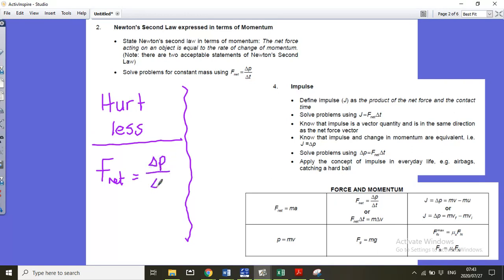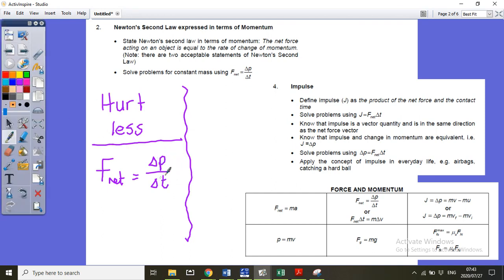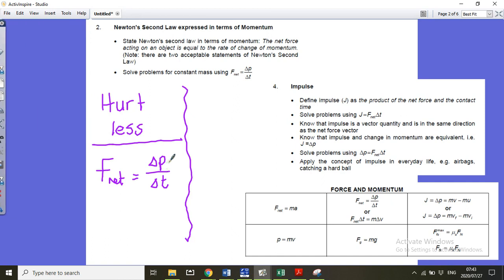or you can go m delta v over delta t. Now that this stays constant, and please remember that for any direct proportion, you can only say two things are directly proportional if everything else in that equation remains constant. So if delta P is constant because the mass is constant, when a bullet hits you, it's going to stop eventually. So it hits you at a certain speed, it stops at a certain speed. So this is constant. And only because that is constant, I can then say that F net, the net force acting on us, is directly proportional to 1 over delta t, or inversely proportional to delta t.